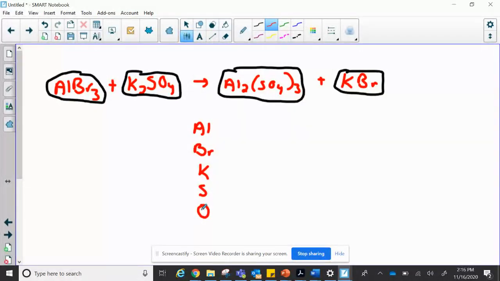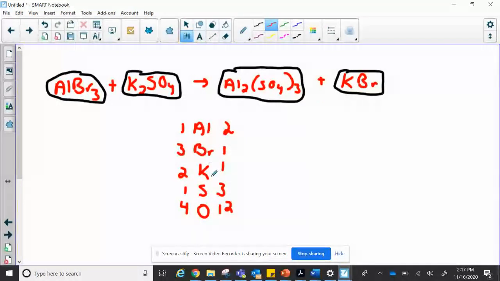And I'm going to show you this two ways, kind of. First, I'm going to do it this way, where they're all split up, okay? On the reactant side, I have 1 aluminum, 3 bromines, 2 potassiums, 1 sulfur, and 4 oxygens. On the product side, I have 2 aluminum, I have S times 3 is 3 S's, I have 4 times 3, 12 O's, I have 1 K, and 1 Br.